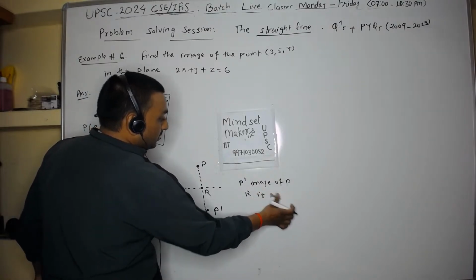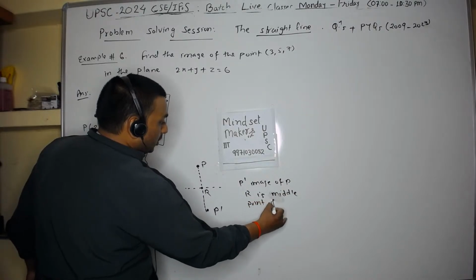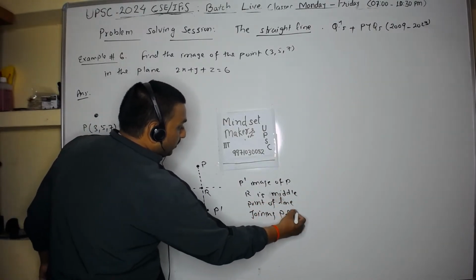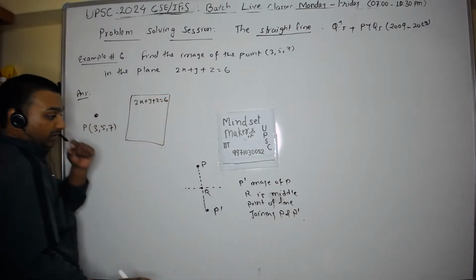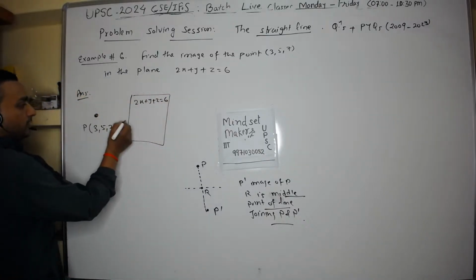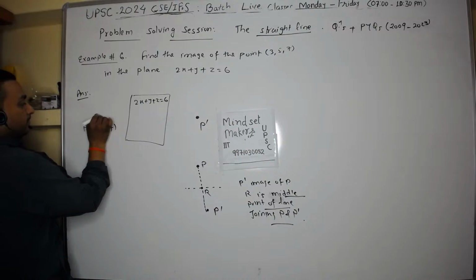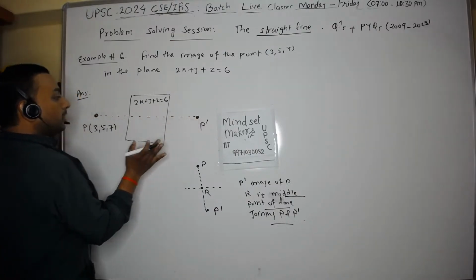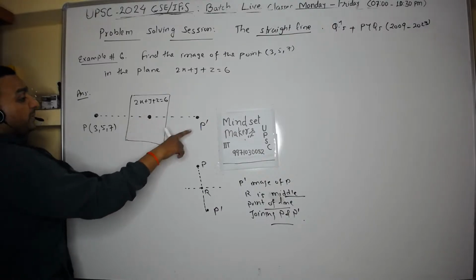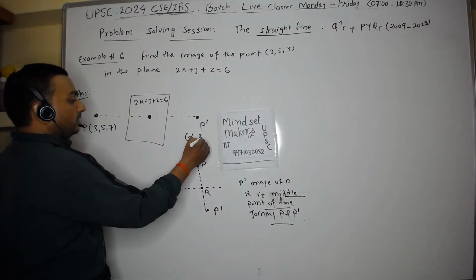R is the middle point of the line joining P and P dash. Right or not? So underline this word. Let's apply this same concept here. So let's say this is P dash. If I draw a line joining P and P dash and I want P dash, watch carefully. P dash, I do not know what that is.